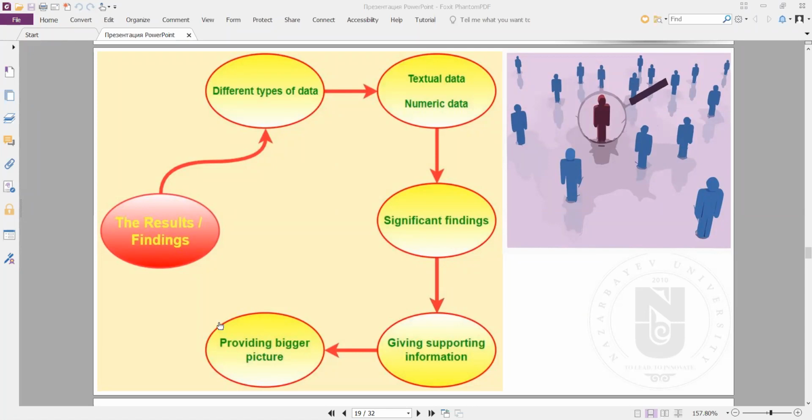Additionally, you should highlight findings that differ from previous findings, as well as findings that further understanding in the field. So don't forget about the illustrations if you have any, tables, figures, because they are the most efficient way to present your results.